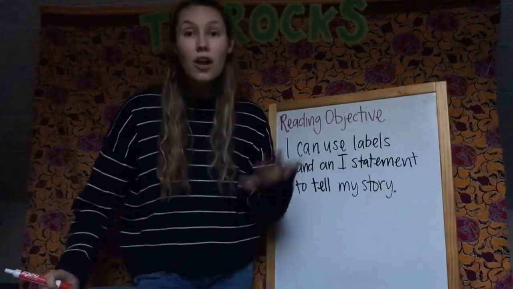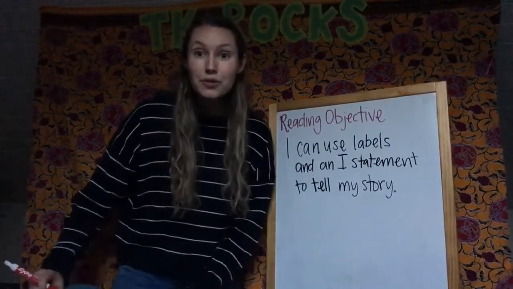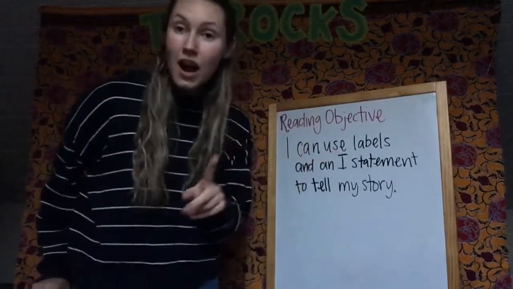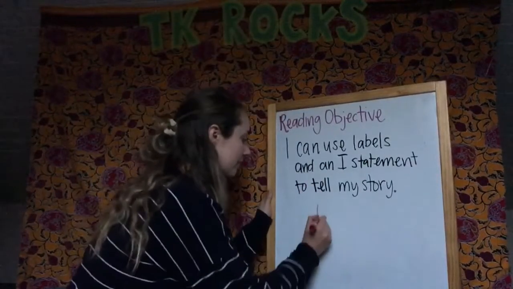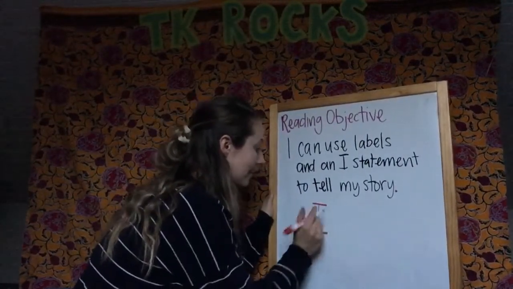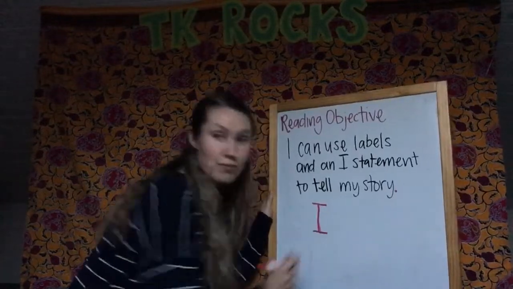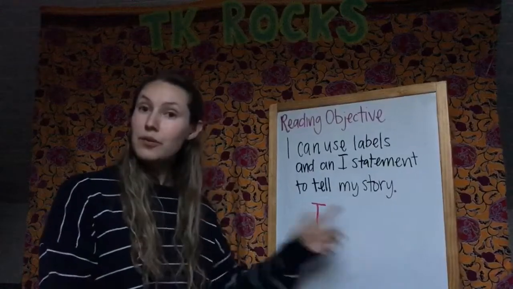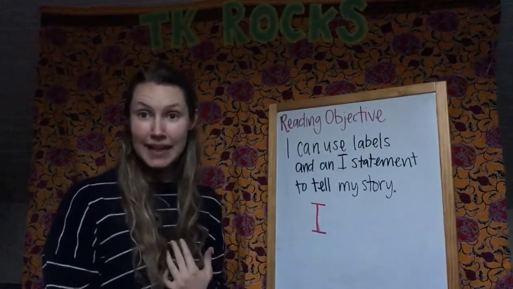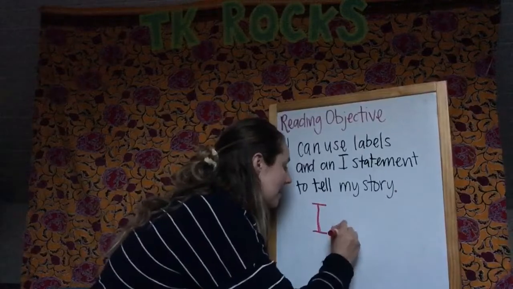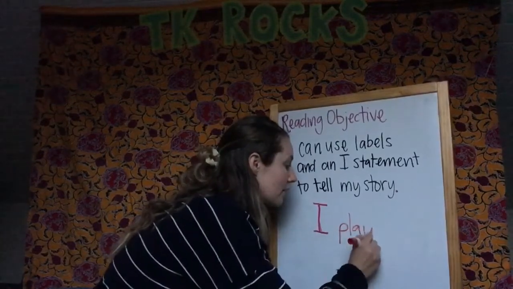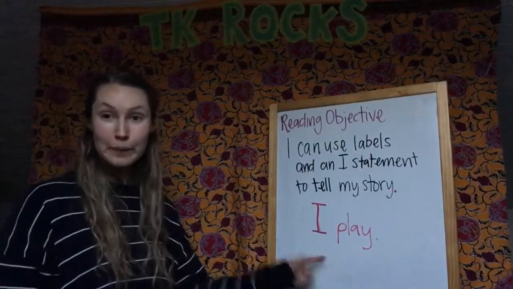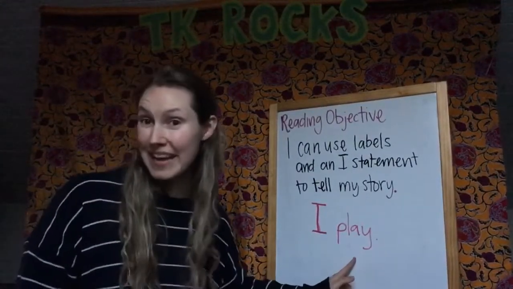Now today, along with doing your labels, I want you to write a two-word sentence, just 2 words. Those words are going to be I, which means like I, me, and then what you're doing. So let's say in my journal, I draw myself playing. Then my sentence would be I play. The key thing is that you're telling me who, yourself, and what you're doing.